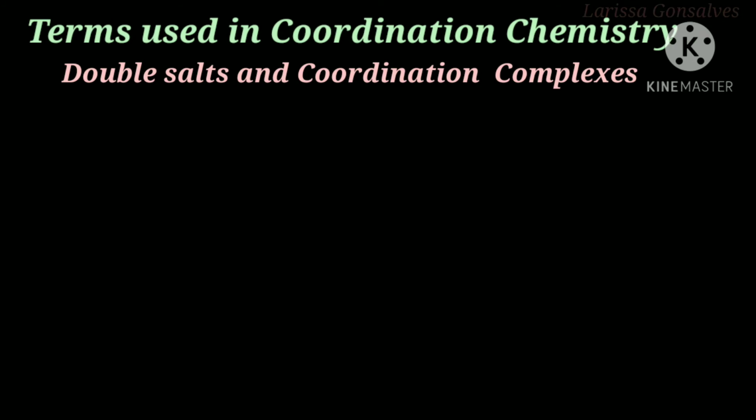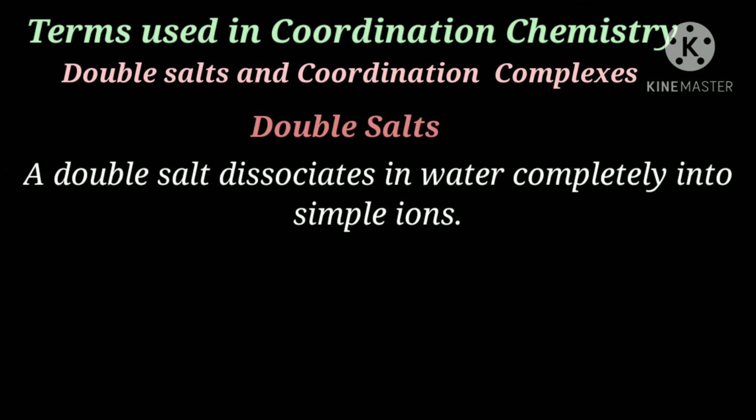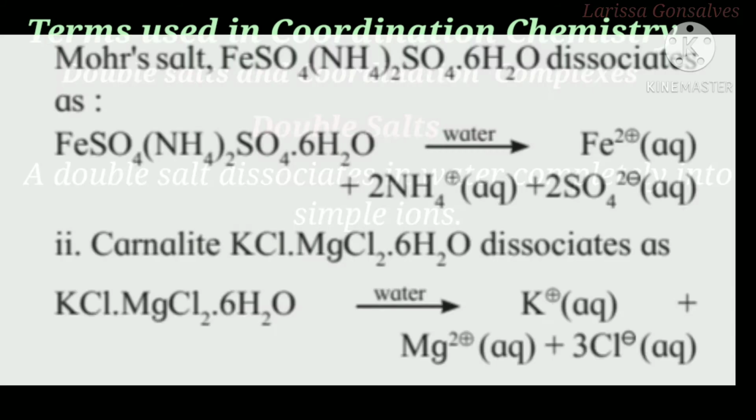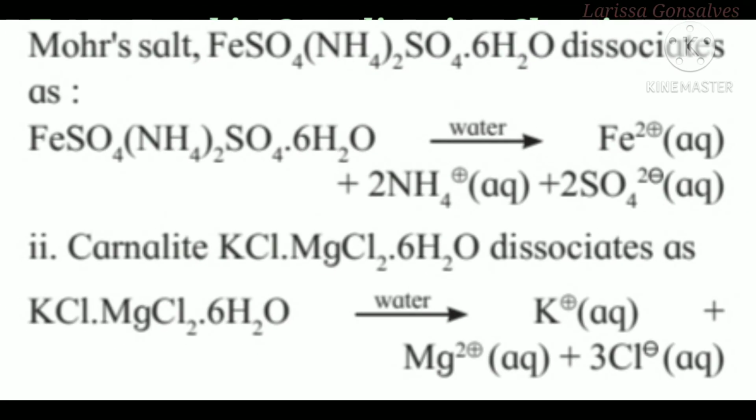When 2 or more stable compounds combine in a stoichiometric ratio, it gives rise to substances, namely double salts and coordination complexes. Let us first study what double salts are. A double salt dissociates in water completely into simple ions. Let us take the example of Mohr's salt. It has a formula of FeSO4·(NH4)2SO4·6H2O.